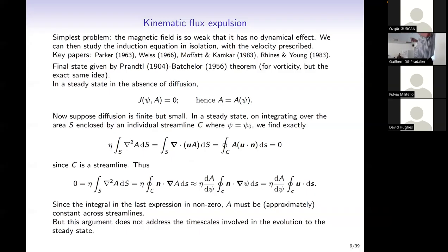Prandtl-Batchelor theorem applied to vorticity is a more complicated problem, but it's the same point. The non-linearity of the vorticity equation doesn't really come into this answer. That's only I have another relation. So it applies to this. So the final state is known, but what is not known is how does it get to this final state? And that was where the interest is. How quickly does it take to get there in particular? What are the key time scales in this kinematic flux expulsion?